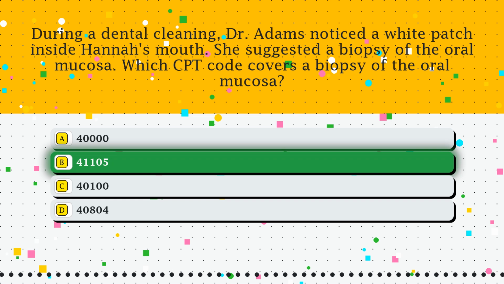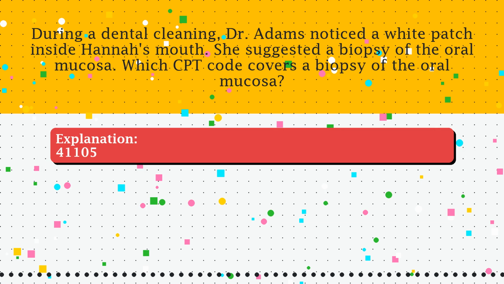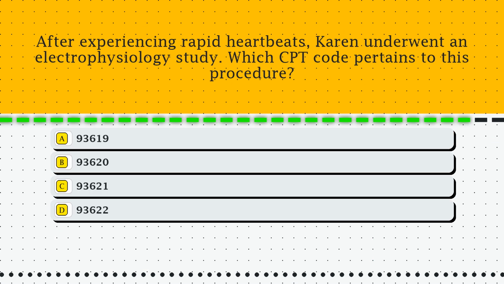The correct answer is option B, 41,105. Question 269. After experiencing rapid heartbeats, Karen underwent an electrophysiology study. Which CPT code pertains to this procedure? Option A, 93,619. Option B, 93,620. Option C, 93,621. Option D, 93,622.